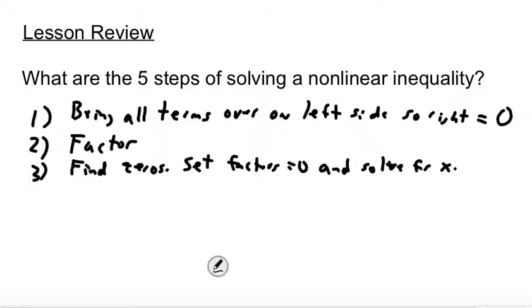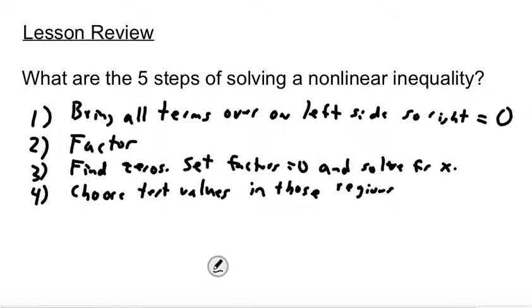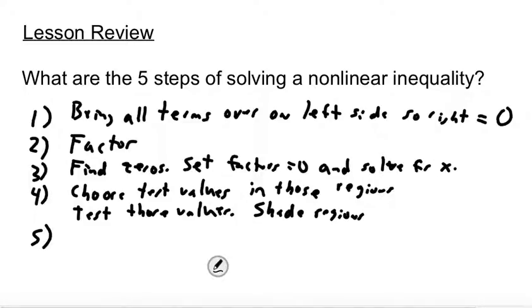Then you want to graph those on a number line, and then you want to choose test values in those regions that have now just been determined. Choose test values in those regions and test those to see if they hold true or not. If it's a less than, when you put the test values back in there, does it hold true? If it does, then you shade that region. If it's not, then you don't shade that region. You test those values and shade regions that hold true. And then fifth step here, write it in interval notation.